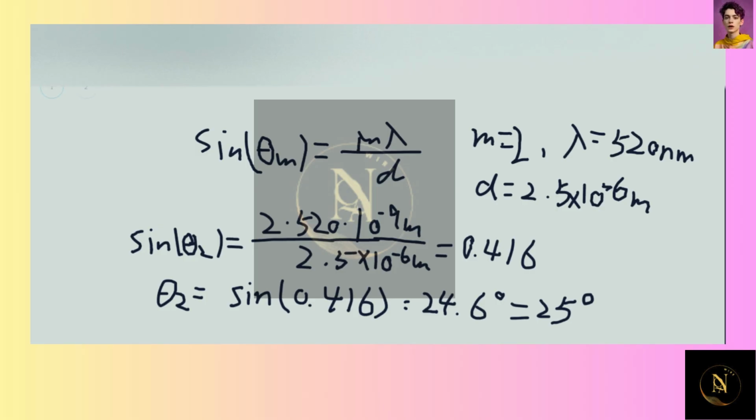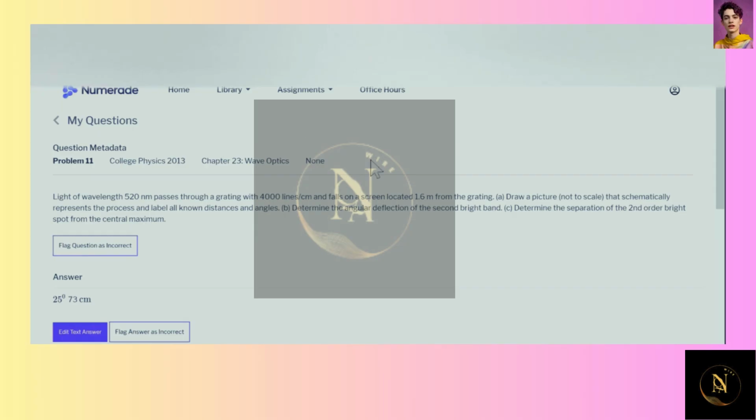In order to figure out the angular deflection, which is the angle theta 2 here, we need to plug the 0.416 into the inverse sine function, and then we get the angle is about 24.6 degrees, which is about 25 degrees. So the last question asks us to determine the separation of the second order bright spot from the central maximum.